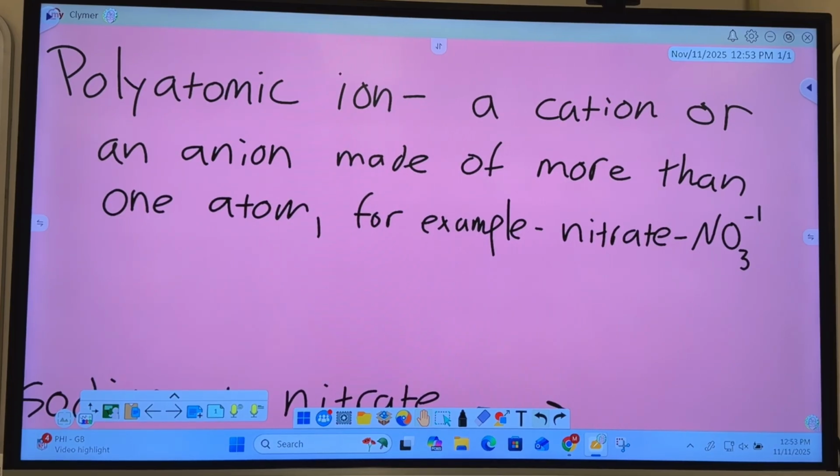A polyatomic ion is a cation or anion made of more than one atom. The example I put up here is nitrate, NO3 with a -1 charge. So again, it looks kind of similar to what we had for oxygen or lithium or sodium or any other kind of thing, where it's got that little -1 on the top right.